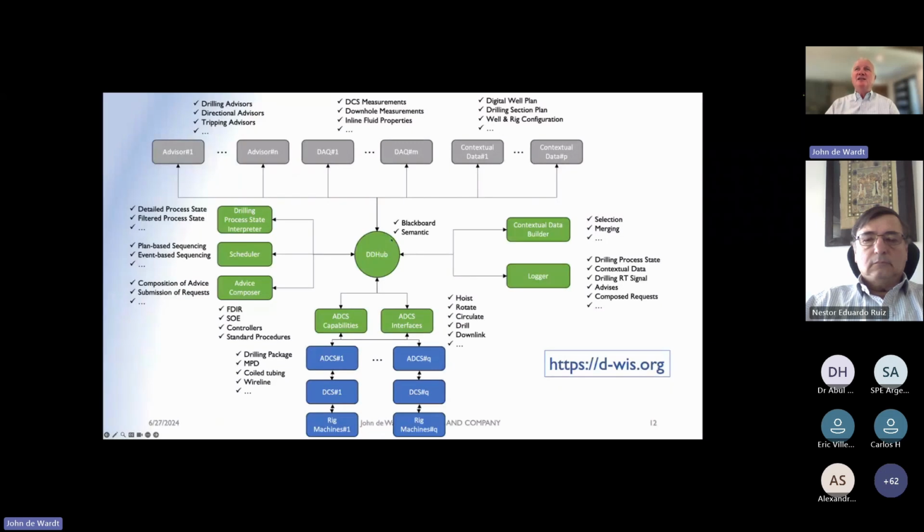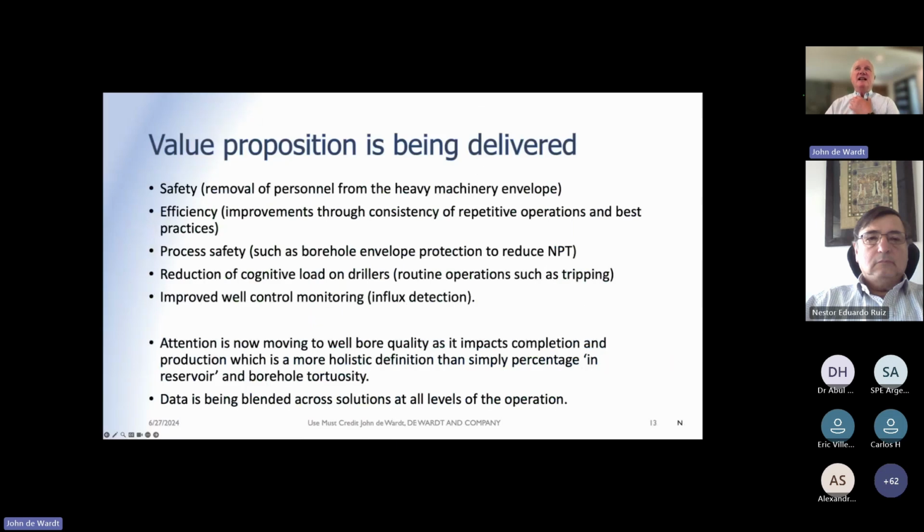And this DD hub in the middle, which was developed by Norse, is a method to bring all this data together. Each data source has semantics attached to it, which is similar to metadata, but gives a story about the data. So when you receive data, you know where it's come from, you know how it's been collected, you know how it's been processed, and then the data can now go and be used to drive the ADCS capabilities and interfaces in order to drive the automation. So this is a model being developed that can actually cause interoperability between various different companies who have different systems themselves. And I would say that the value proposition is being delivered in automation, drilling systems automation.